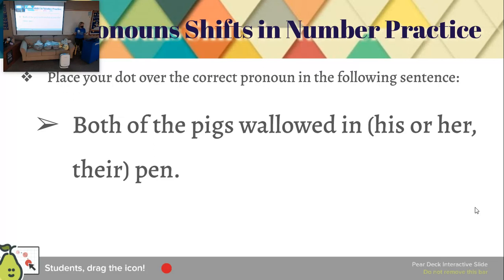Okay, so "both" implies more than one. But also you could look at the pigs. The pigs is implying more than one. So since it's plural, we need to choose our plural pronoun. So what are we going to choose? His or her or their? Which one's plural? Everyone.